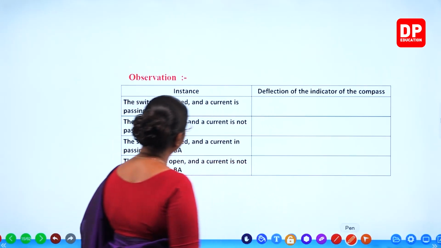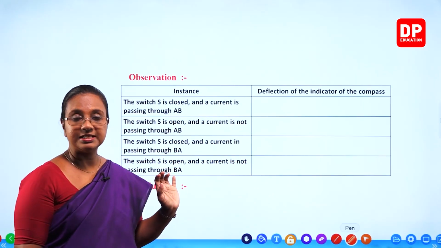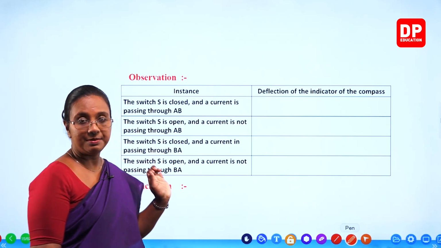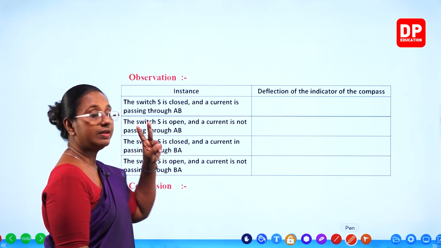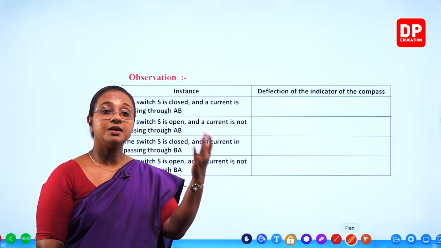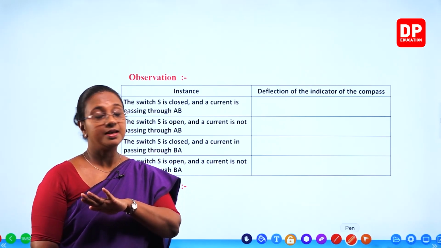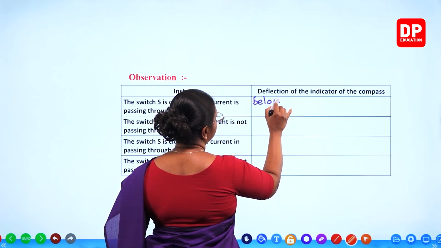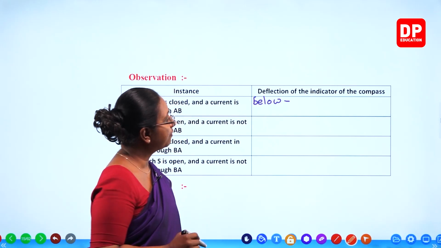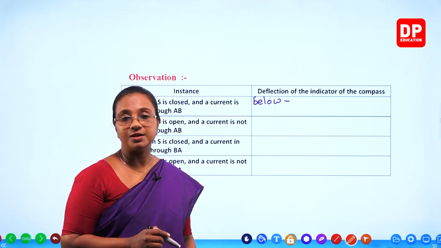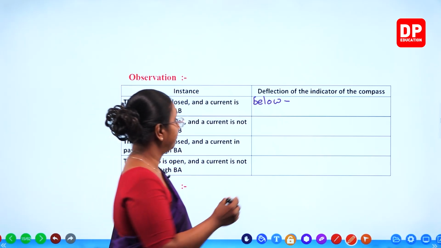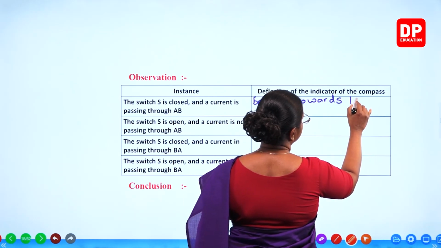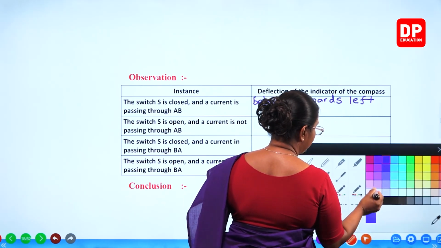Now here, just to make it easy, I have given a few instances. The switch S is closed and a current is passing through AB. In that instance also, we looked at two observations: compass below and compass above. So, here I will put below. Deflection of the indicator of the compass. When the compass was below, what was it? It was towards the left.